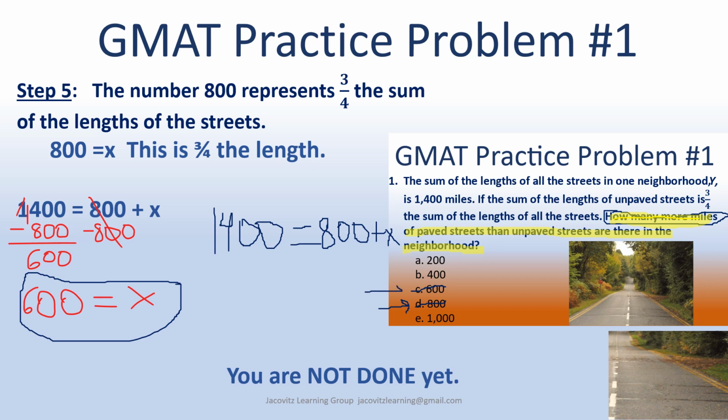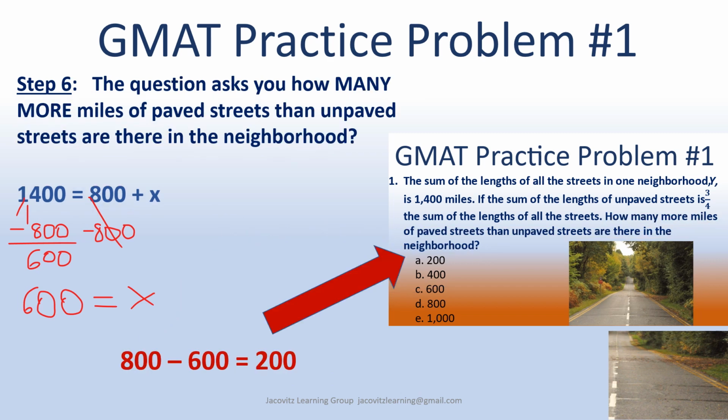And we're trying to do everything we can to make sure you're not losing silly points on an exam, because that's most of what the GMAT and the GRE are. So let's go on and see if we can get 200, 400, or 1,000 based on these two numbers. To do that, all we had to do was say that 600 was our answer. 800 minus 600 is how many more? That answers your question. And if you read it, 200 is your answer.